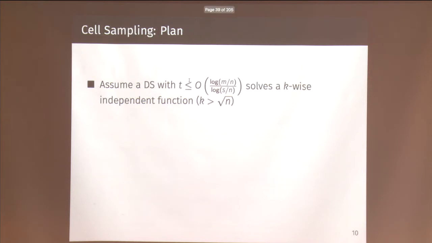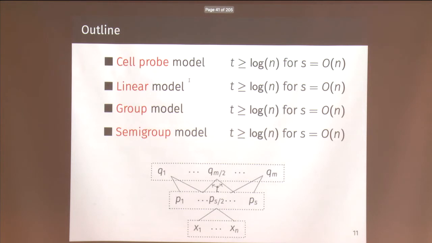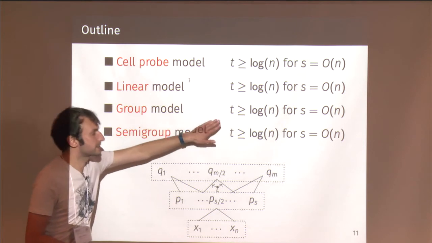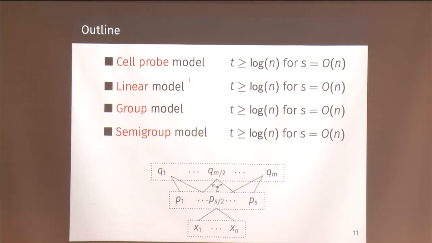Okay. So we proved a lower bound in the strongest model, the cell probe model, a log n lower bound on query time for linear space, and it clearly applies to weaker models as well. So we have this lower bound for all models. Now we want to understand, can we prove stronger lower bounds in weaker models or not?